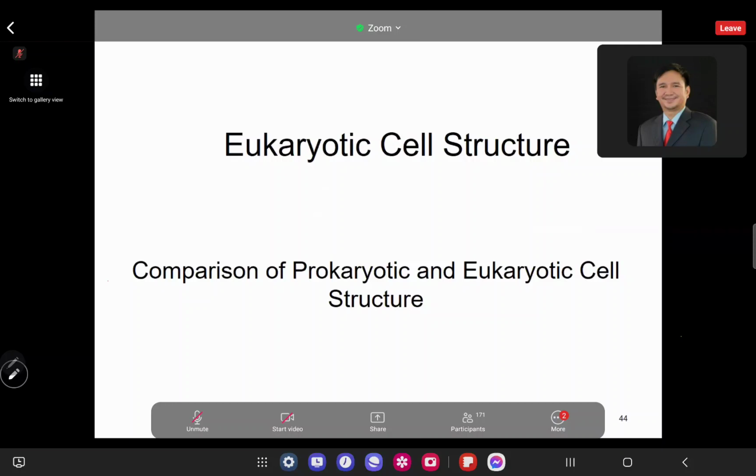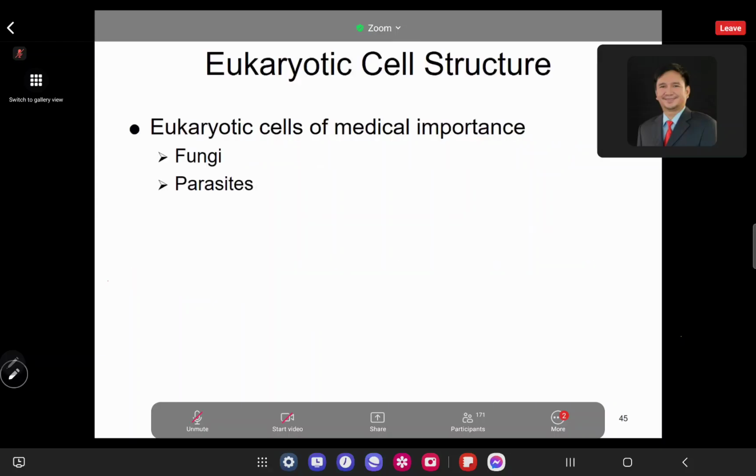Let's proceed with your eukaryotic cell structure for fungi as well as your parasites. We would not include your algae.